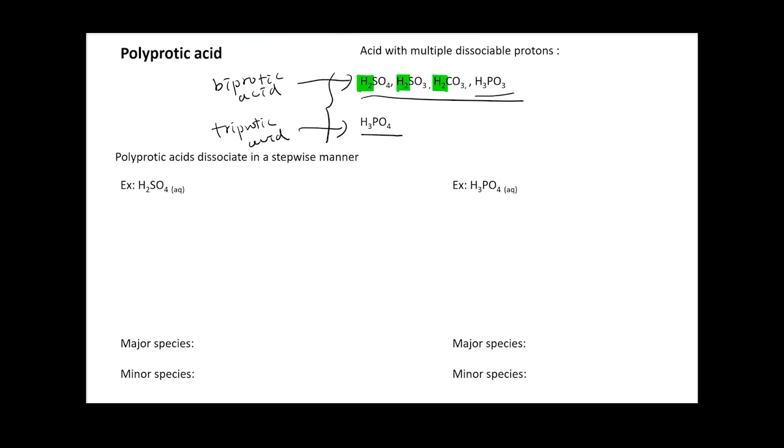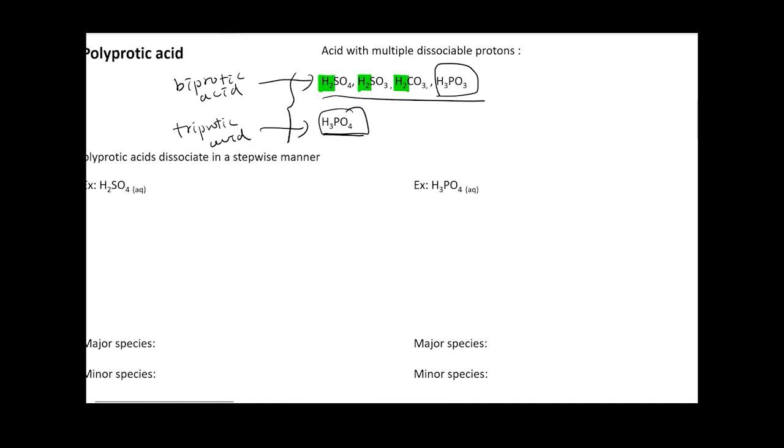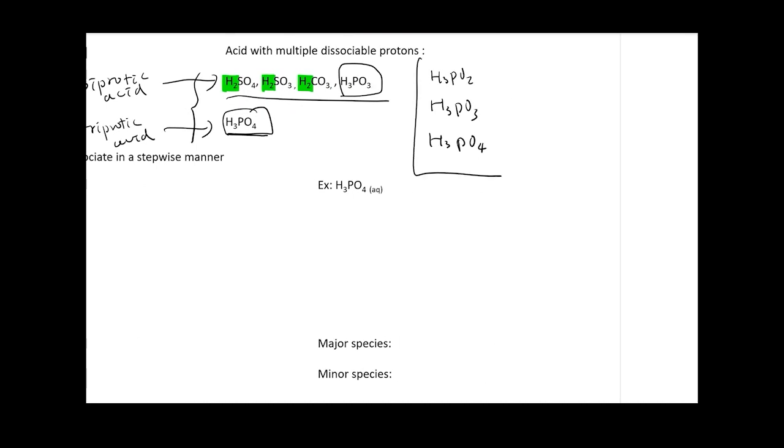One exception is this guy. That's the thing that you want to memorize. H3PO2, H3PO3, H3PO4. These are the sets that can get you confused. There is a monoprotic, there's a biprotic, there's a triprotic.